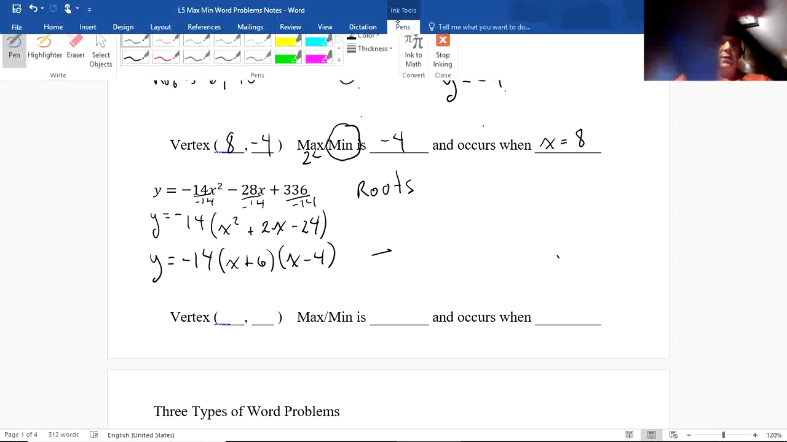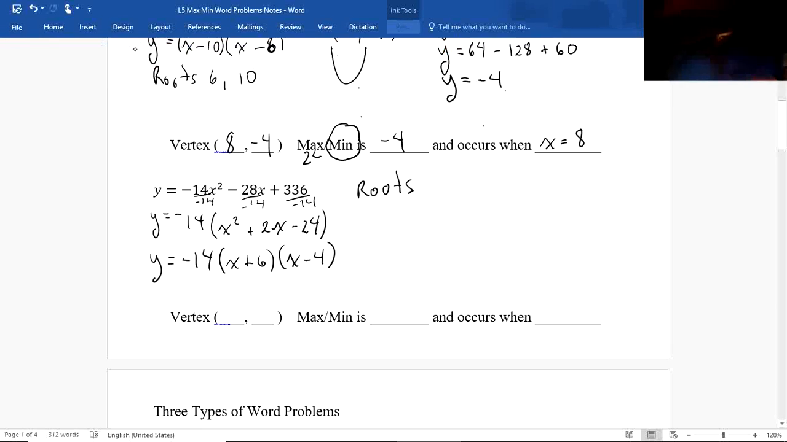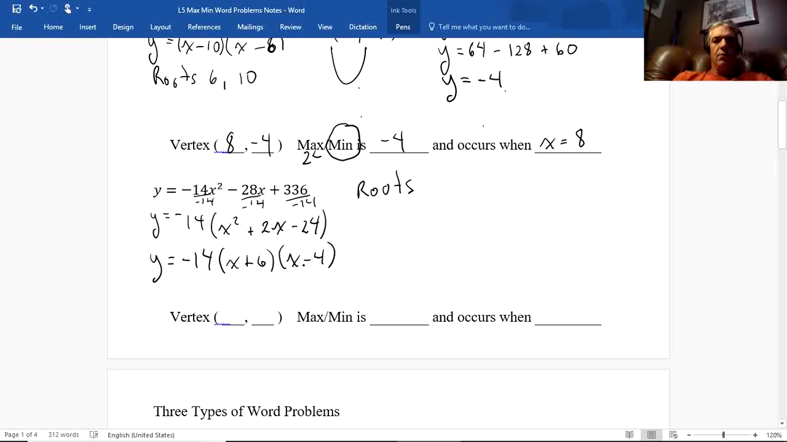I'm just going to clean my page up again here. I can see my roots are going to be positive 4, because that's the way that'll make that 0, and minus 6. So I have 4 and minus 6. And the x value of my vertex is going to be halfway between these two. And remember, that's just adding these two together. So 4 and minus 6 added together is minus 2, divided by 2, so it's going to be minus 1. Okay. And you can count that out on a number line if you want. You can do it in a variety of different ways.